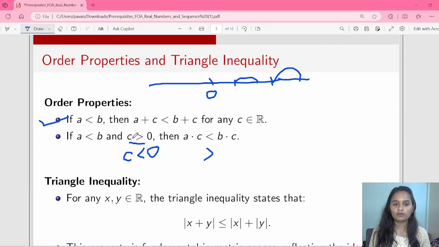You can ask what if c is equal to 0? Then both sides will get 0.